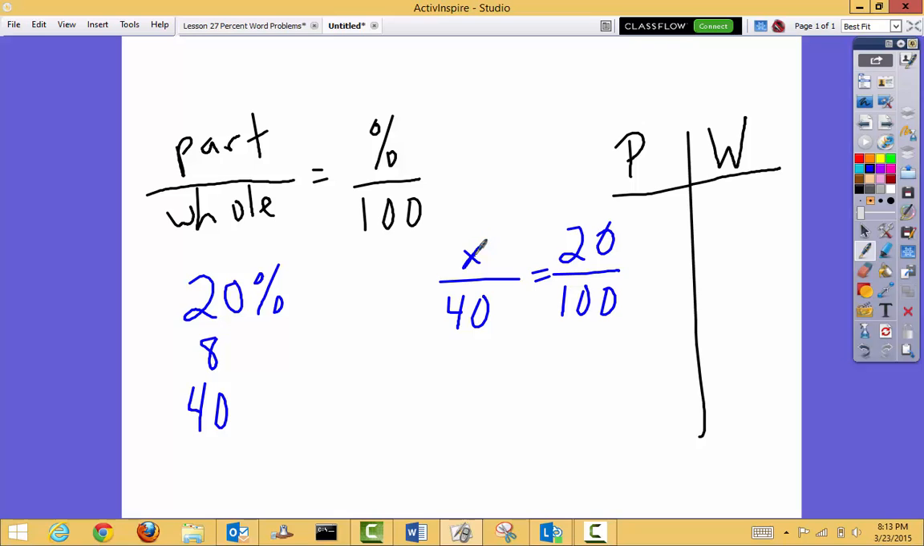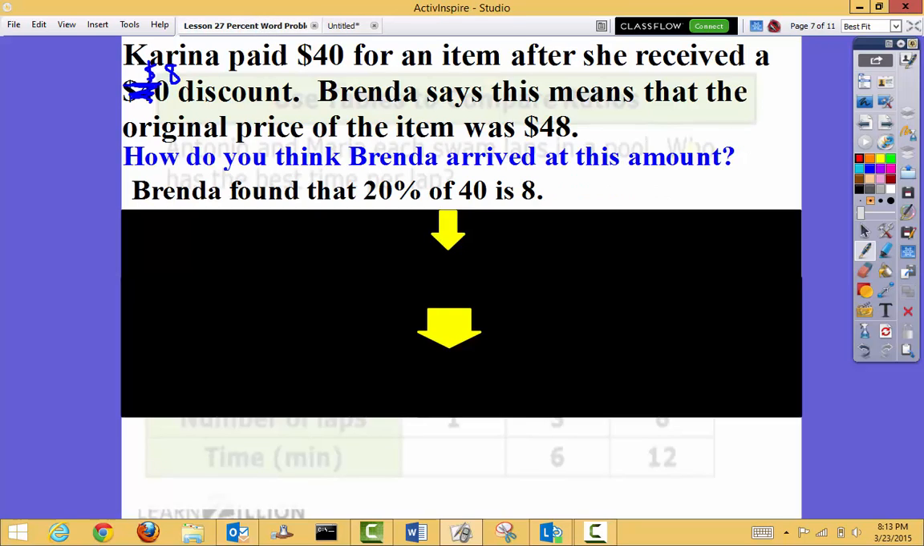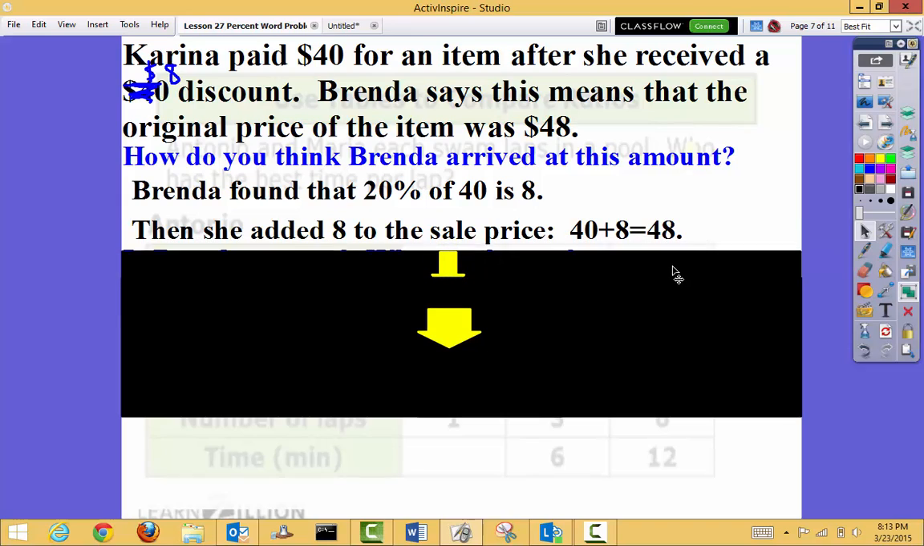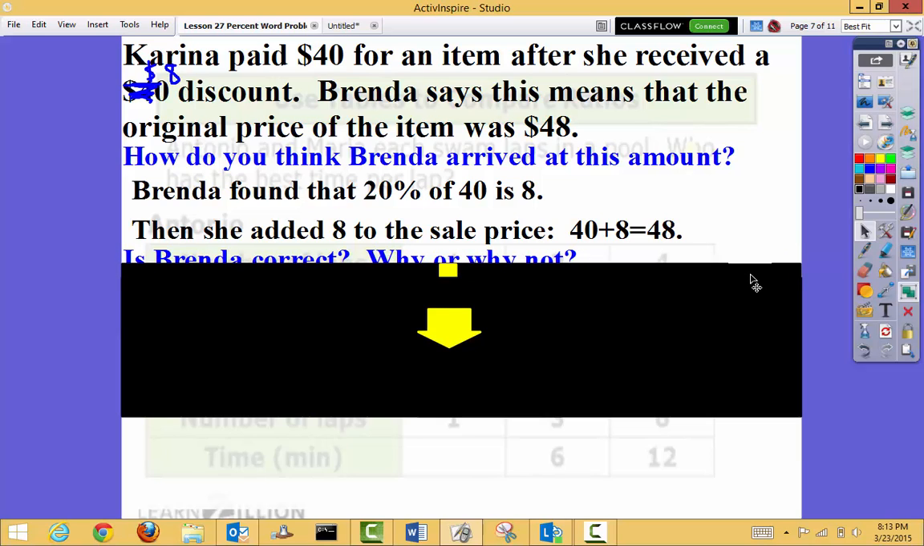I'm looking for how much I would save. So here I can't get from 40 to 100, so I need to simplify this fraction. Going to divide by 20. Now I can easily get from 5 to 8 by multiplying by 8, 1 to this by multiplying by 8. So there is my $8 discount. So Brenda found that 20% of 40 is 8. She then added 8 to the sale price. So here's the price she paid. There's her discount of $8. So she says she has $48 for that original price.